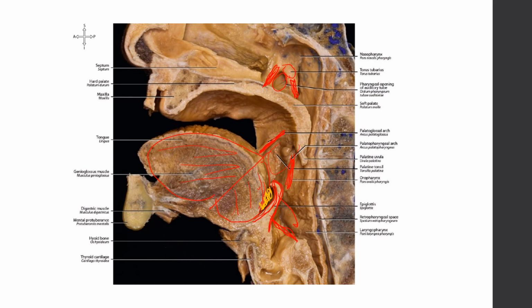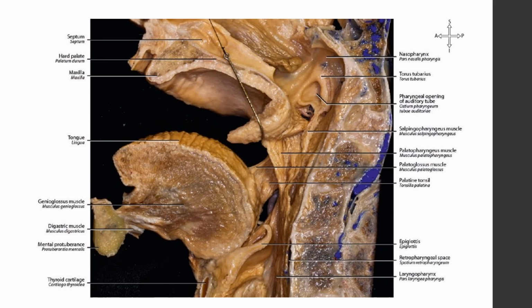Food particles such as fish bone may get lodged in there and cause discomfort, and if it's lodged there for a long time, may cause even infections. Here the mucosa has been removed, showing the underlying muscle. Here we can see the salpingopharyngeus muscle, which underlies the salpingopharyngeal fold. Here the palatoglossus muscle, which underlies the palatoglossal fold. Here the palatopharyngeus muscle, which underlies the palatopharyngeal fold.